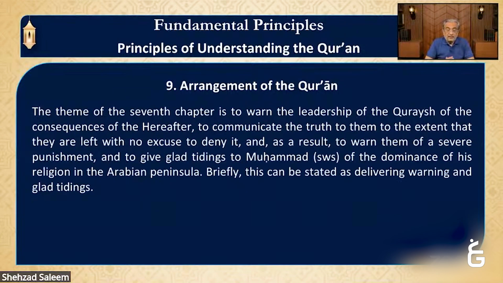He then says the theme of the seventh chapter is to warn the leadership of the Quraysh of the consequences of the hereafter, to communicate the truth to them to the extent that they are left with no excuse to deny it, and as a result to warn them of a severe punishment, and to give glad tidings to Prophet Muhammad sallallahu alaihi wasallam of the dominance of the religion in the Arabian Peninsula. Briefly, this can be stated as delivering warning and glad tidings.